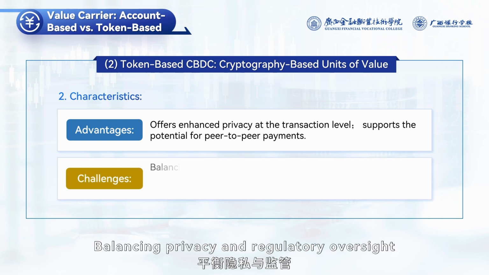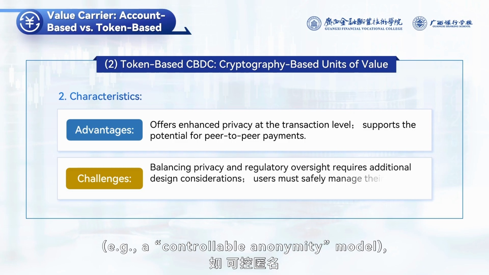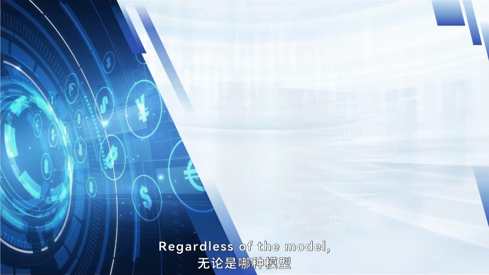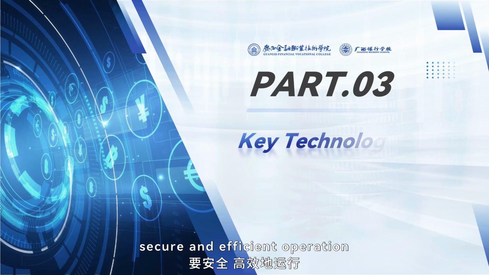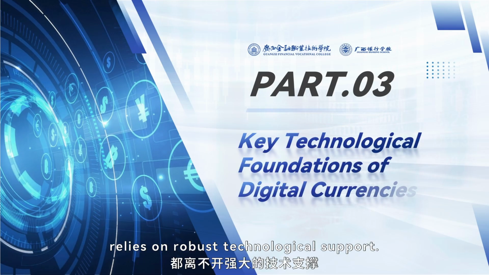Challenges. Balancing privacy and regulatory oversight requires additional design considerations, for example, a controllable anonymity model. And users must safely manage their private keys. Regardless of the model, secure and efficient operation relies on robust technological support.